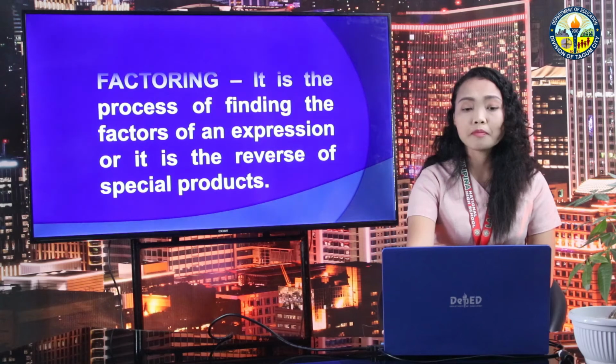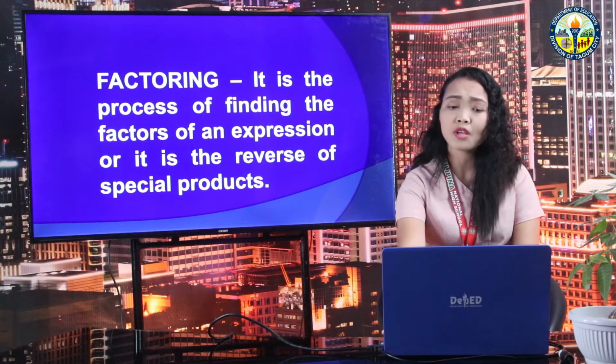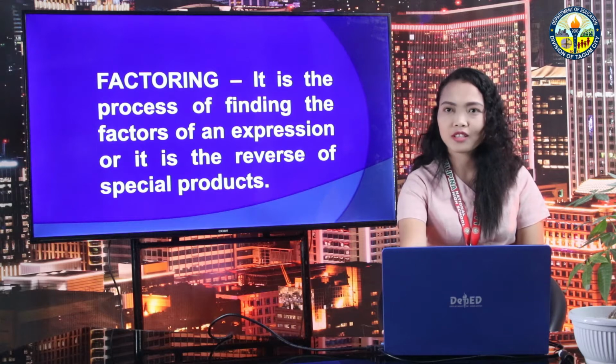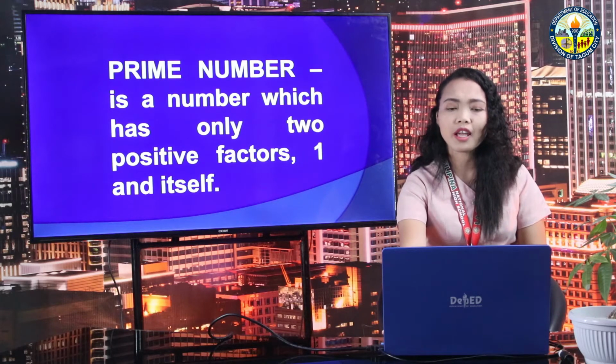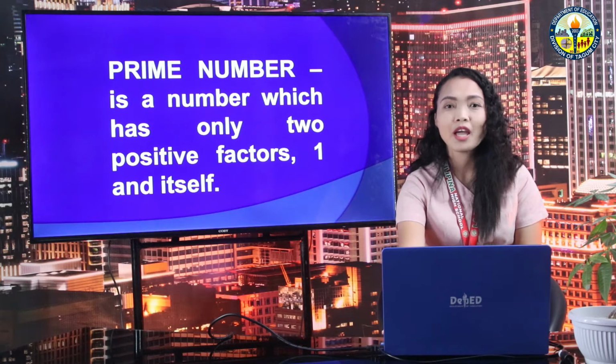But let us have unlocking the difficulties. Okay, what do you mean by factoring? Factoring is the process of finding the factors of an expression, or it is the reverse of special products. What about prime number? A prime number is a number which has only 2 positive factors, 1 and itself. For example, 2. They have only 2 factors, 1 and 2 only. 1 lang ug iyahang kaugalingon. So mo na prime number.